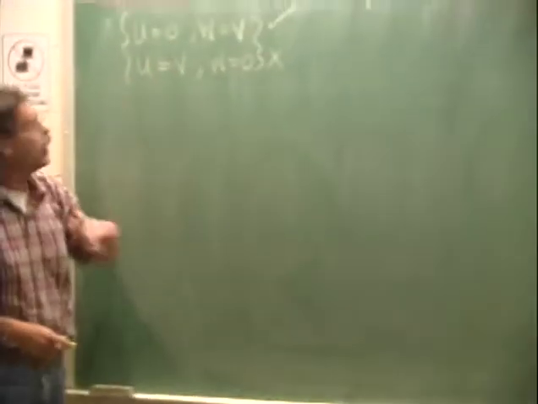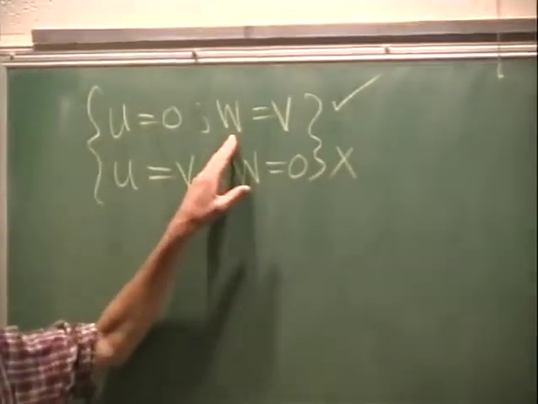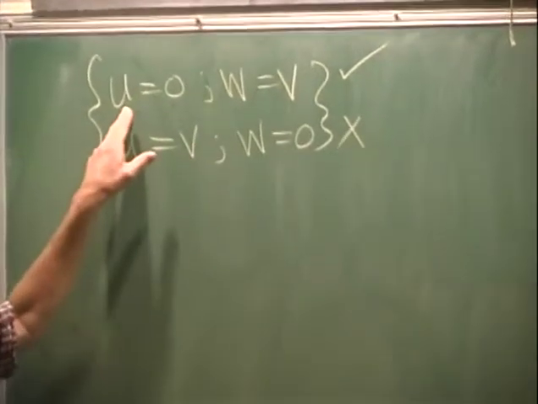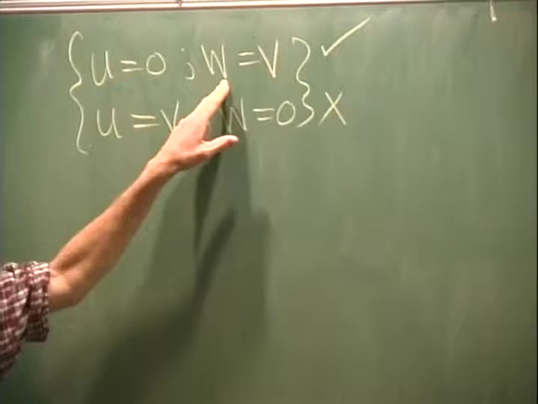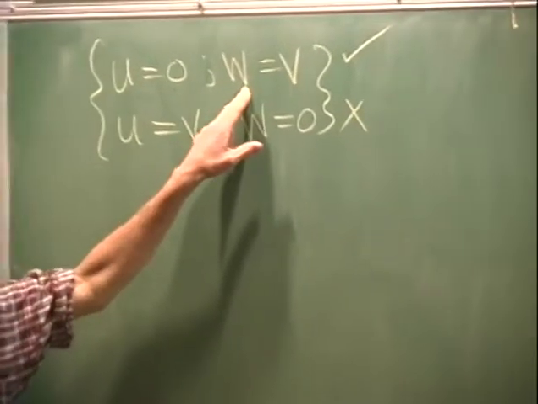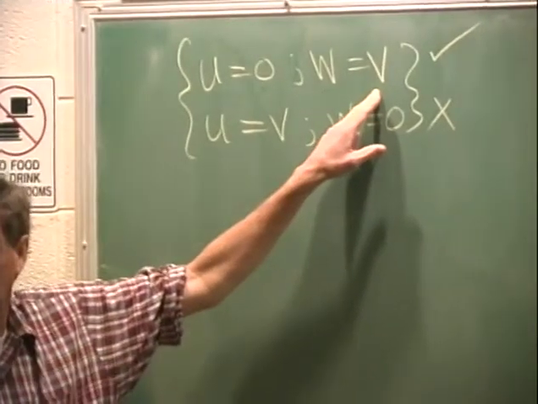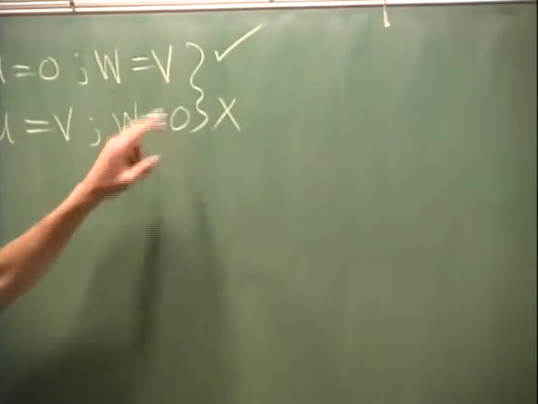U is equal to 0, W is equal to V. The first cart stops dead in its tracks. The second one picks up the velocity that the incoming cart had and takes off with that. That's exactly what we saw on the air track.